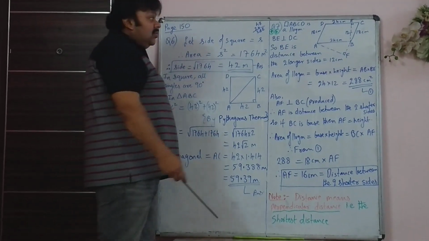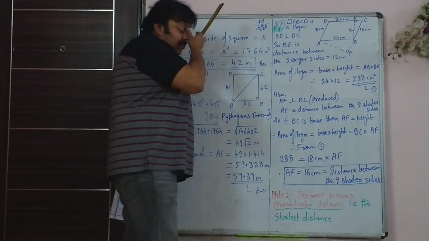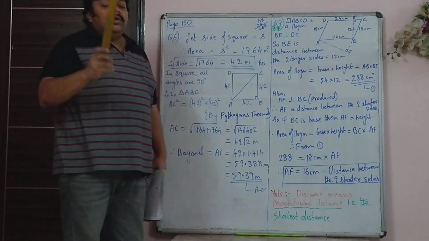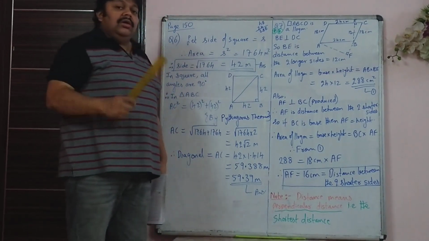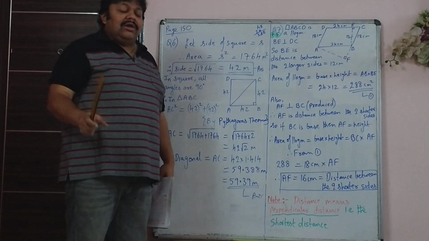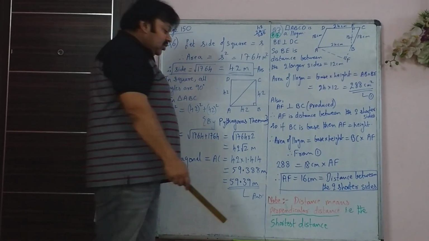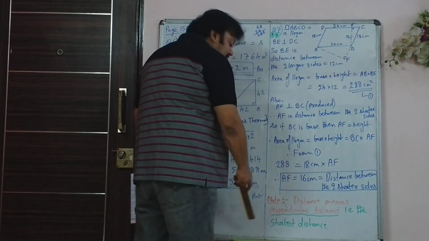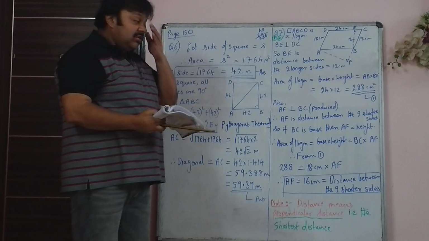So now we are asked to find the perpendicular distance between the two shorter sides. Remember, in the question paper, it won't be given as perpendicular distance. They will just mention distance. But distance between two sides means they are asking you the perpendicular distance between the two sides. So that's what I have written there. Distance means perpendicular distance, that is the shortest distance.